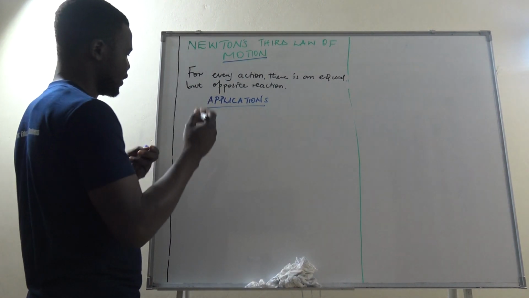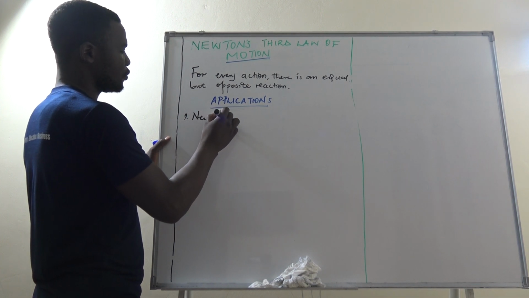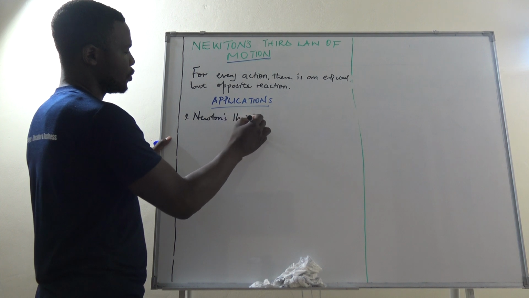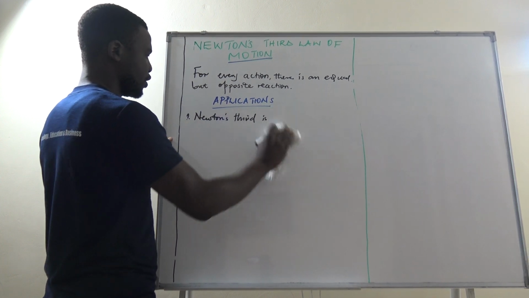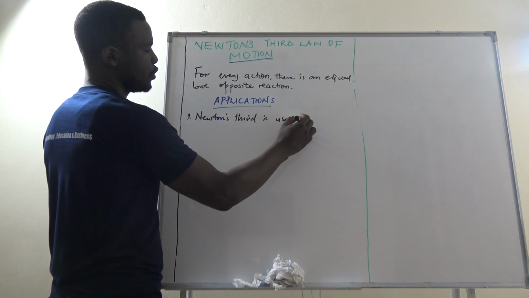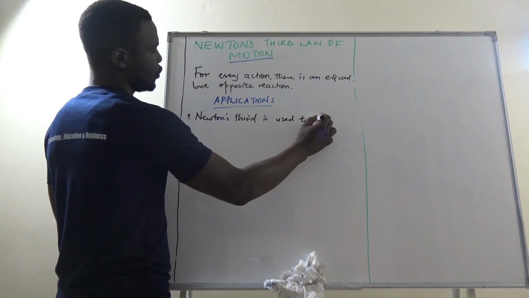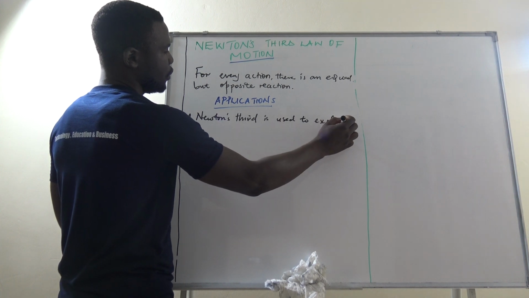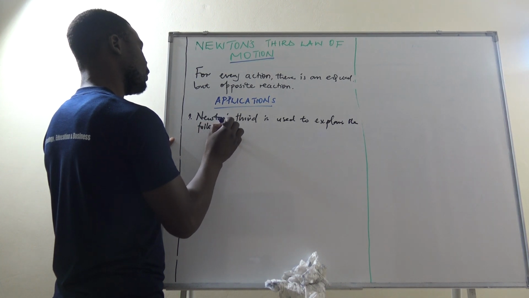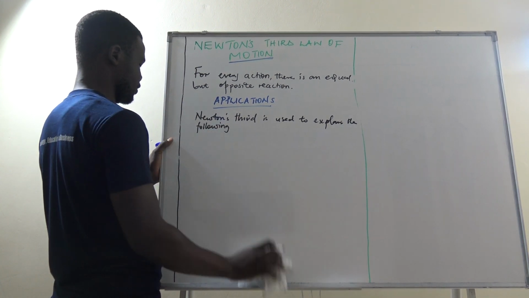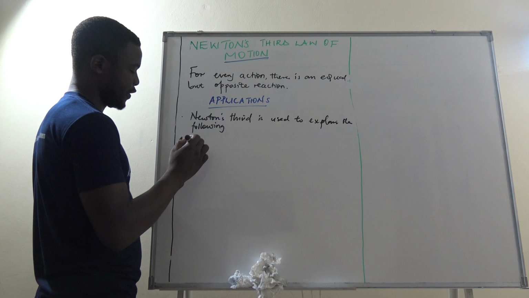Now, all these are applications of Newton's third law. Now, let us try to write them one by one. That Newton's third law is used to explain the following. Now, let us look at some of the explanations which Newton's law explains.